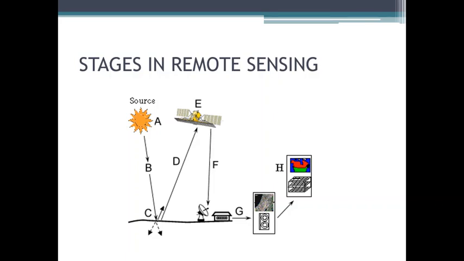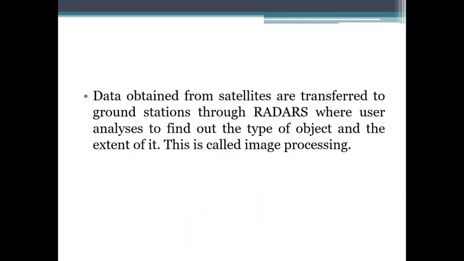The stages in remote sensing are that source A will emit the electromagnetic radiation. It will be incident on the target C. Then C reflects some amount of electromagnetic radiation which is picked up by the sensor at E. The sensor will transmit the gathered information to the ground station. There, the information is converted into digital data or images. From the images, the information about an object is interpreted. Usually, the data obtained from the satellite are transferred to the ground station through radars, where the user analyzes and finds out the types of object and information about it. This whole process is called image processing.